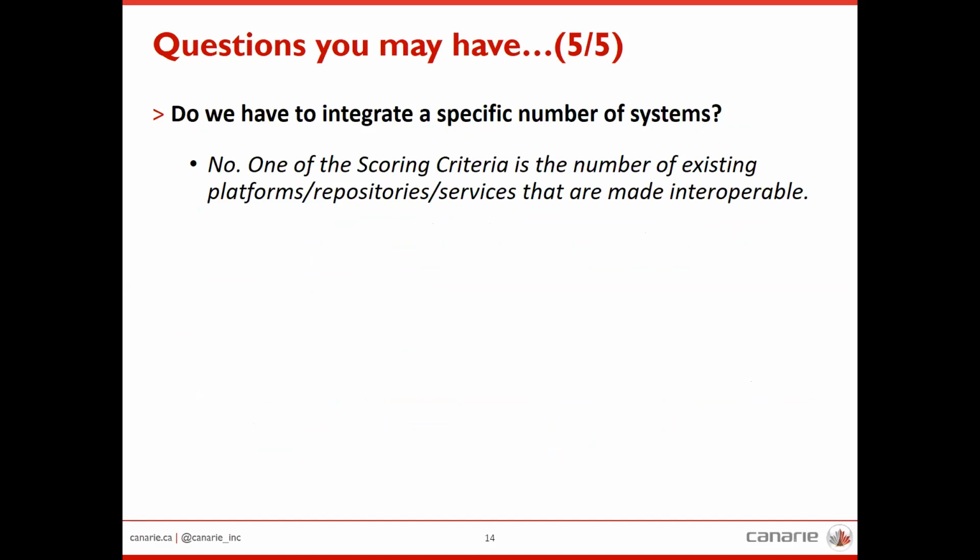Is there a requirement for integrating a specific number of systems? And again, the answer is no. It comes back again to the statement I made about the quality of the proposed development efforts and the impact on the national services to researchers and that issue of interoperability. And like the other two that I mentioned, the integration and the number of separate systems that are part of the proposal also forms part of the scoring in the peer review process. Next slide.